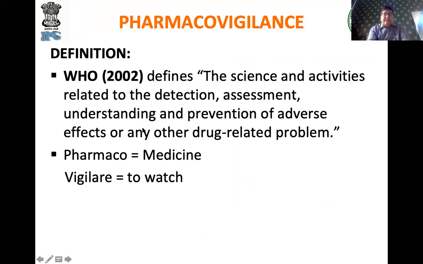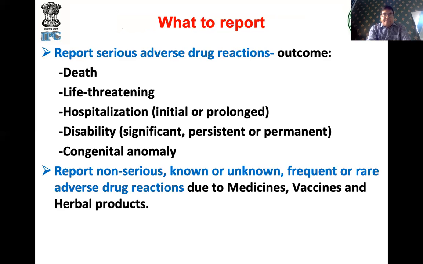So pharmacovigilance, as per the WHO, is the science and the activities relating to the detection, assessment, understanding, and prevention of adverse effects or any other drug-related problem. So it is not only detecting and assessing, but also understanding. And then we have the fourth part, that is the prevention of the adverse effect. Pharmaco means medicine and vigilance means watch. That means we have to be vigilant with the use of medicine.